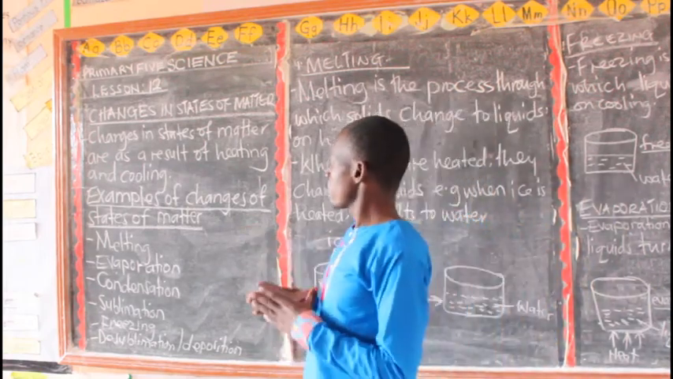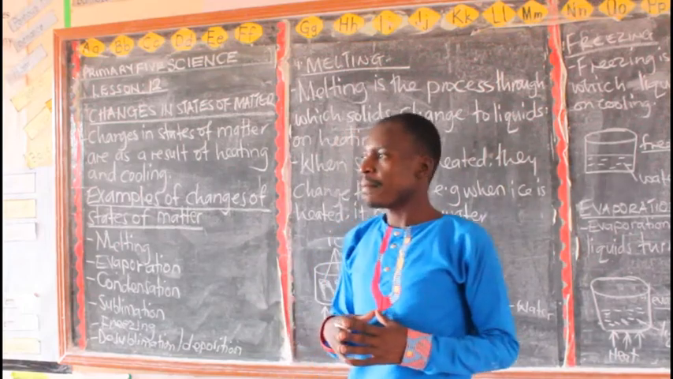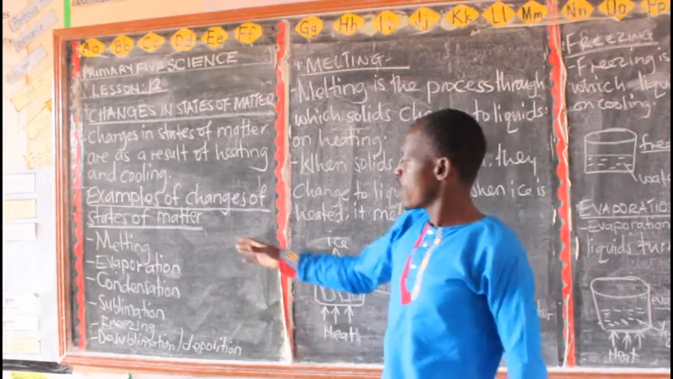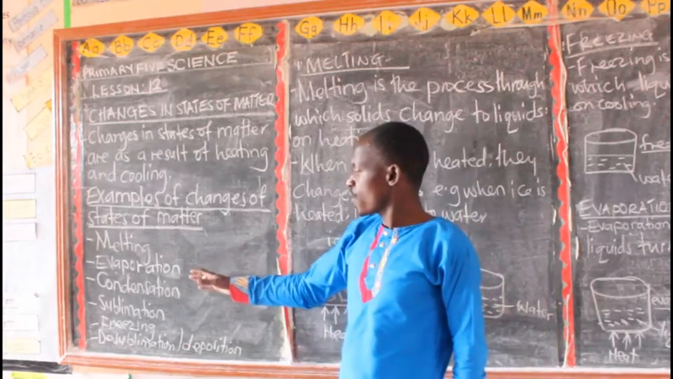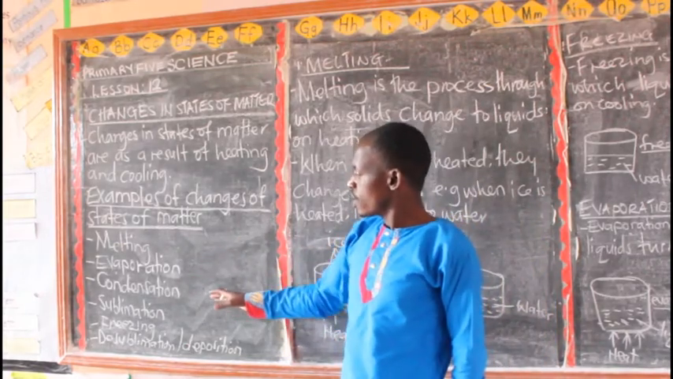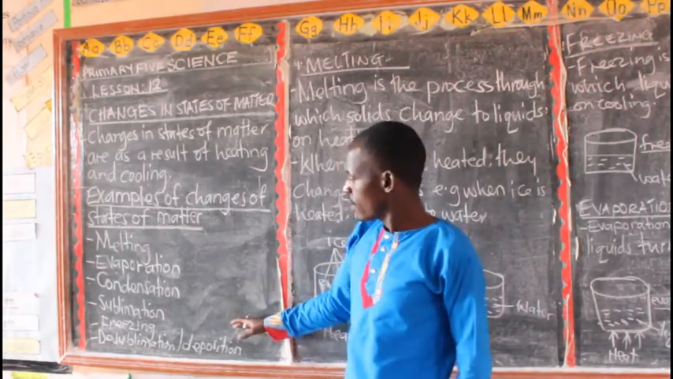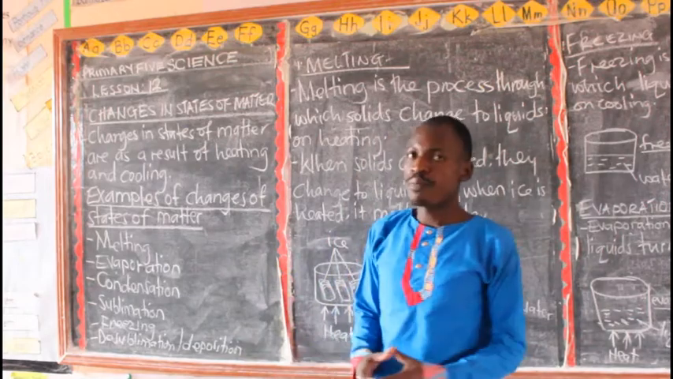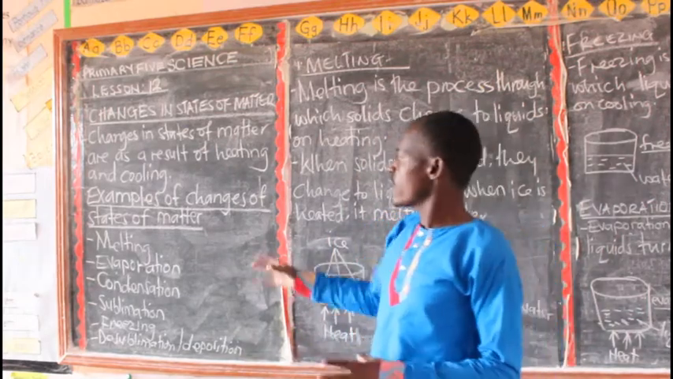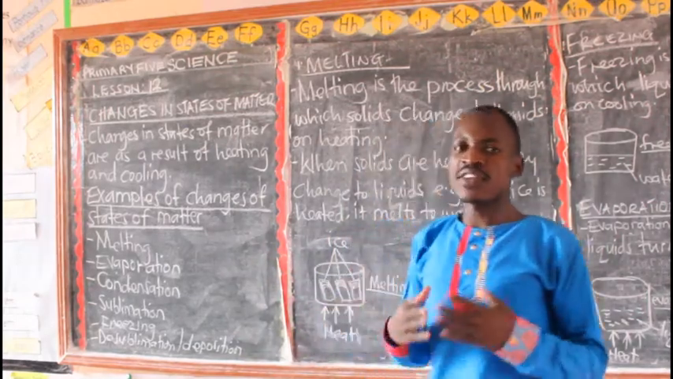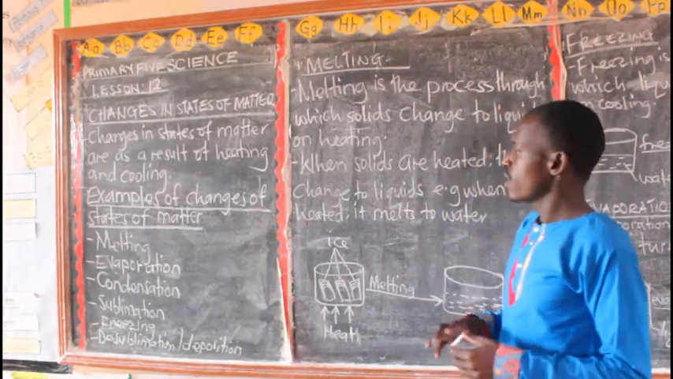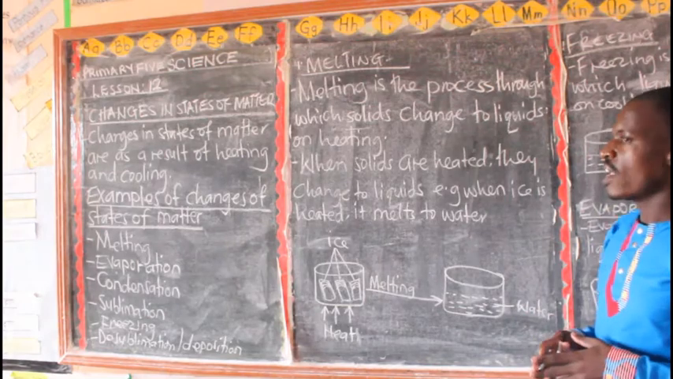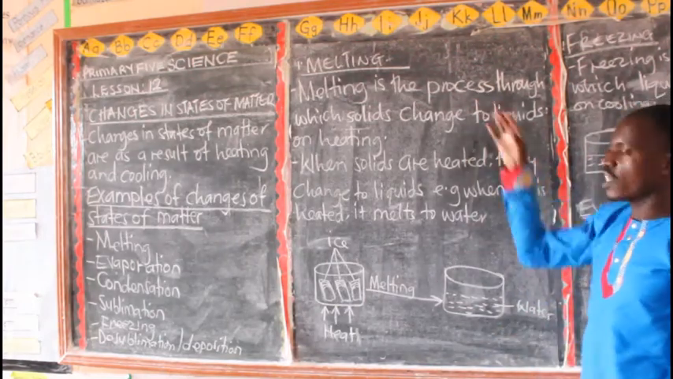Then there are examples of changes of states of matter. One, we have melting. Then we have evaporation, we have condensation, then sublimation, freezing, desublimation, or deposition. So these are the changes in states of matter. Now let's look at each change of state of matter in detail. And we begin with melting.